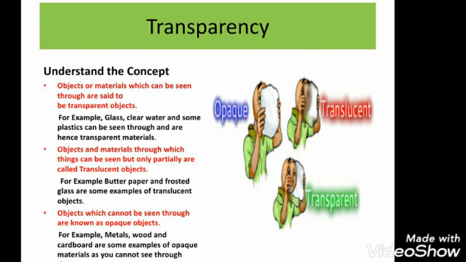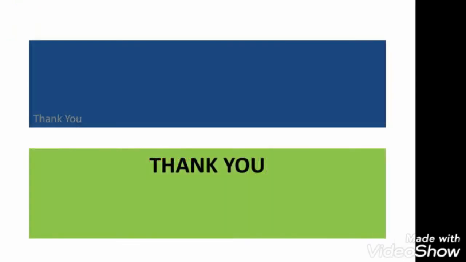Another property is transparency. Transparency tells you whether the object is opaque, translucent or transparent. Opaque objects are those through which you can't see anything, like metals and wood. Translucent objects are those through which we can see partially, like butter paper and frosted glass. Transparent objects are those through which we can see clearly.